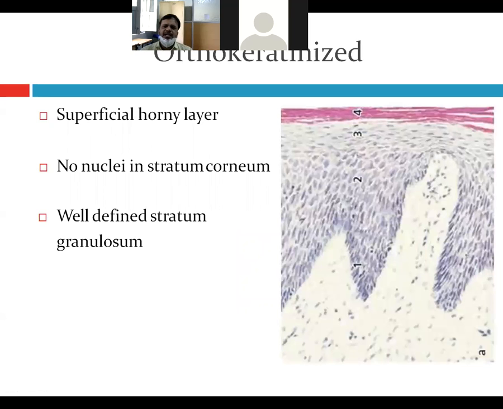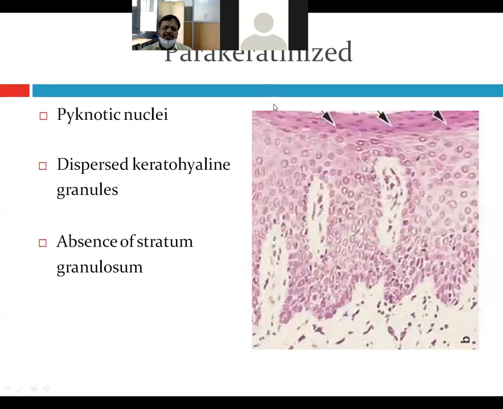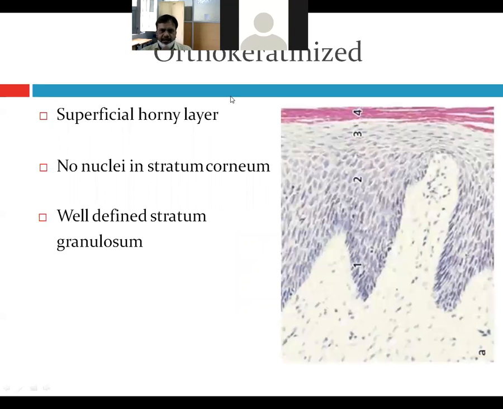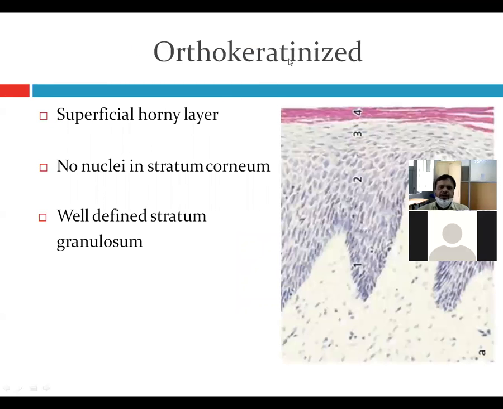So what do you understand by the terms orthokeratinized, parakeratinized and non-keratinized? Orthokeratinized, this is the superficial horny layer. You can see there is no nucleus in the fourth layer, that is stratum corneum, and a well defined stratum granulosum. Keratohyaline granules are usually well defined in the orthokeratinized type of gingival epithelium.